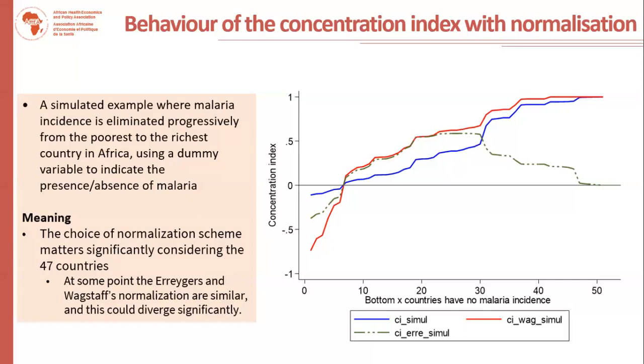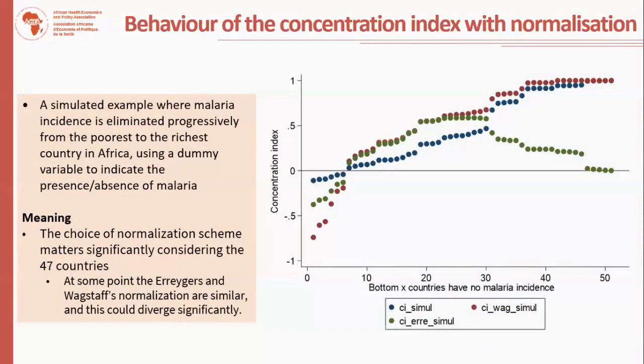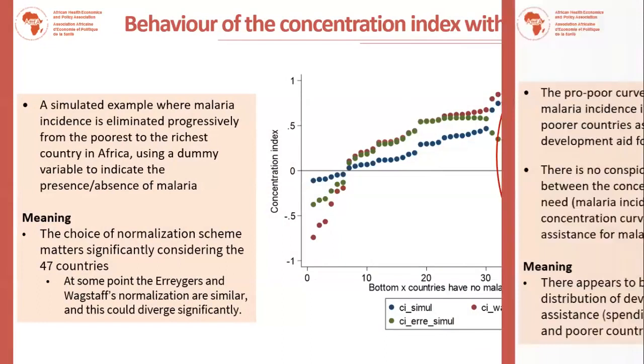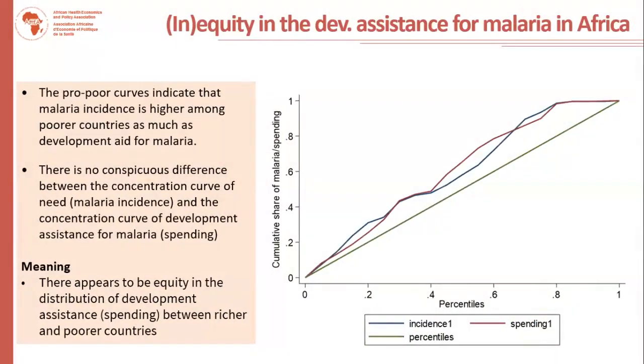After you've eliminated malaria among the poor and you're left with the very, very rich, the Erreygers index is not tracking it well at all. It's becoming even more pro-poor, which shouldn't be the case. And that's the major area of worry. The same thing here, just different graphs.